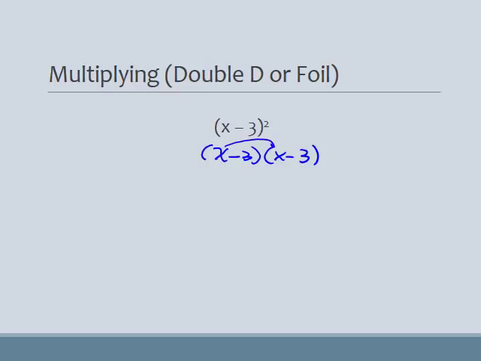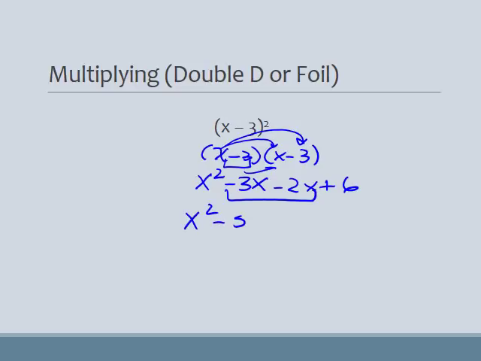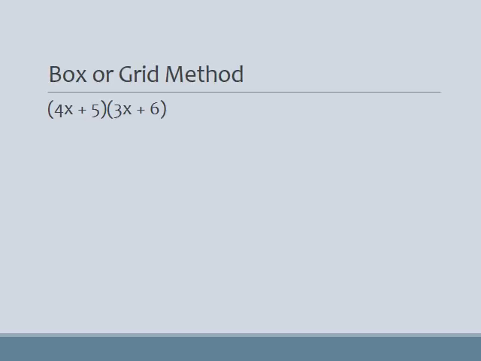So I'm going to distribute the x, and I've got x squared minus 3x. I'm going to distribute this negative 3, so I get negative 3x plus 9. And then here are my like terms: x squared minus 6x plus 9. All right.